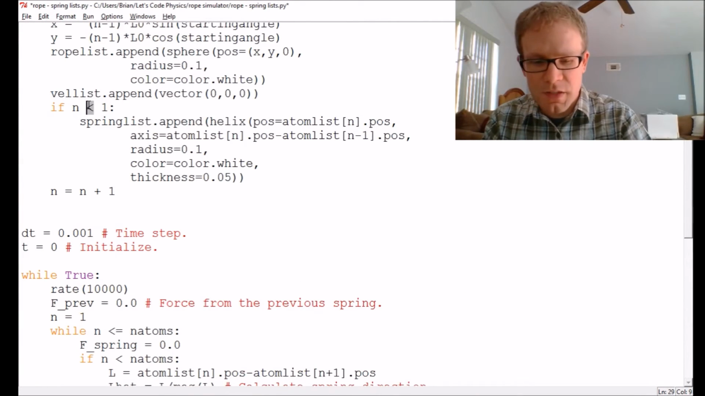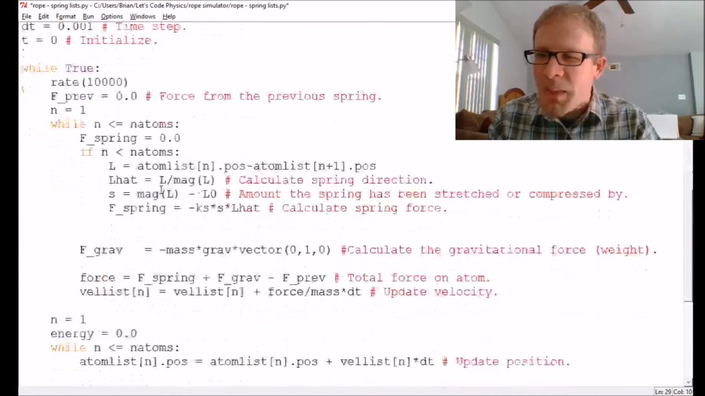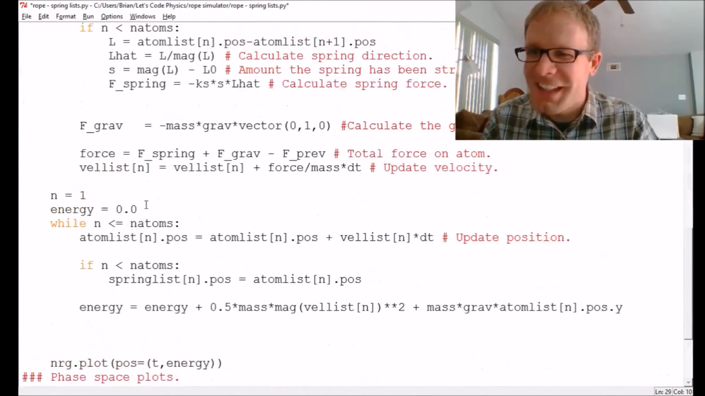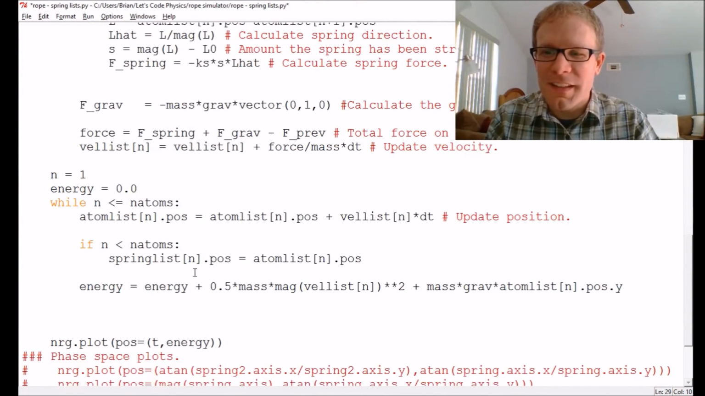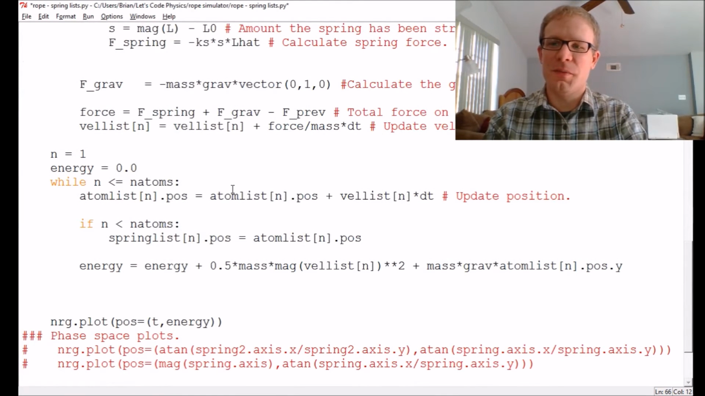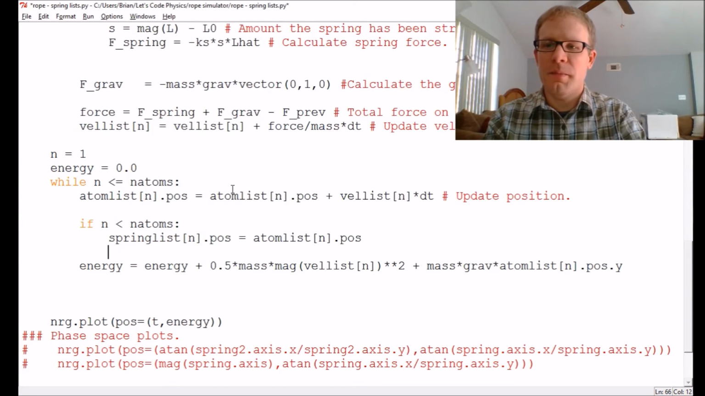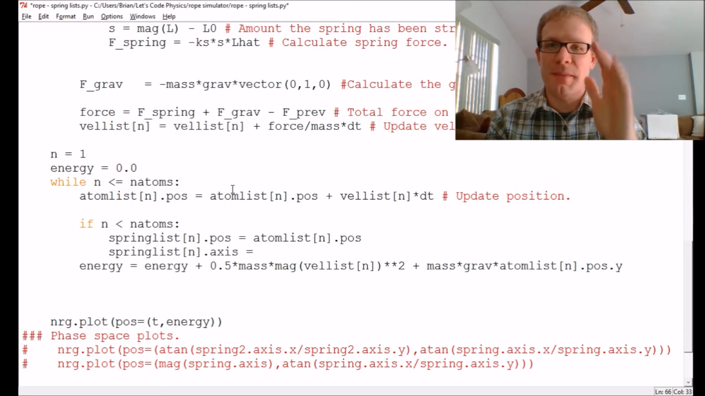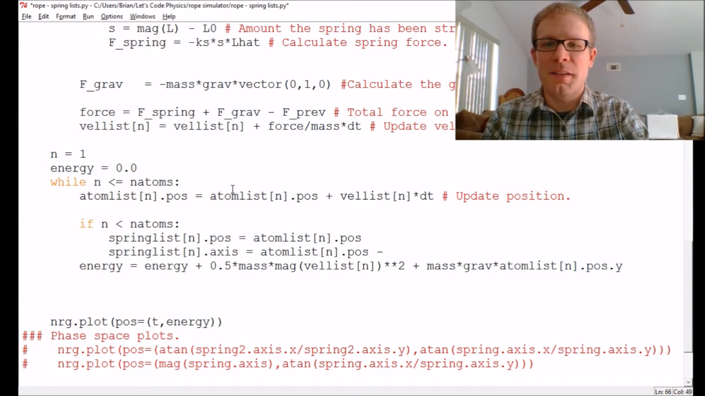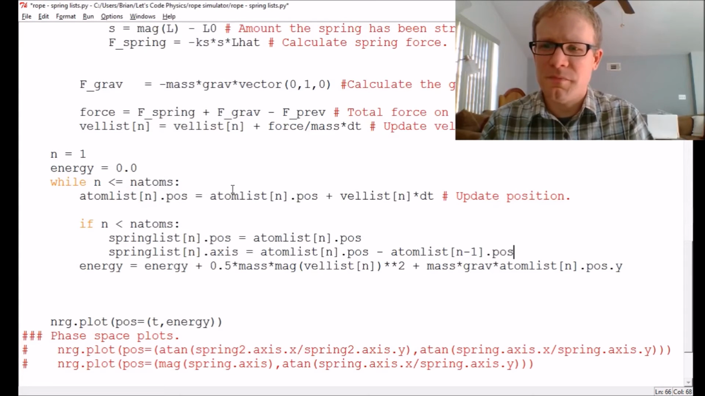In less than 1. Oops, in greater than 1. That won't get you very many springs, now will it? So let's see. We'll do the same thing here. If n is, oh yeah, we're already in that part. Equals atom list n dot pos, spring list of n dot axis. I'll be able to tell if this messed up and if I need to switch it pretty early on. Atom list of n dot pos minus atom list n minus 1 dot pos. I think I need to switch those, but I'm not sure.